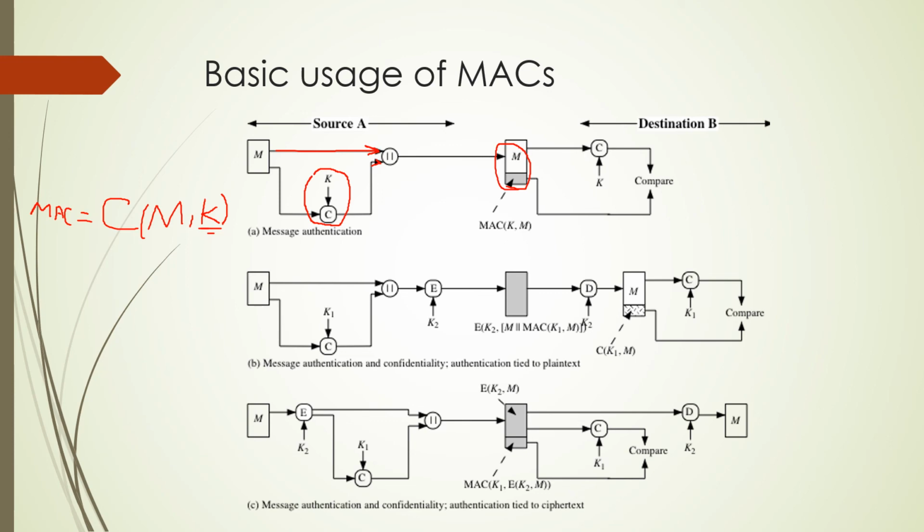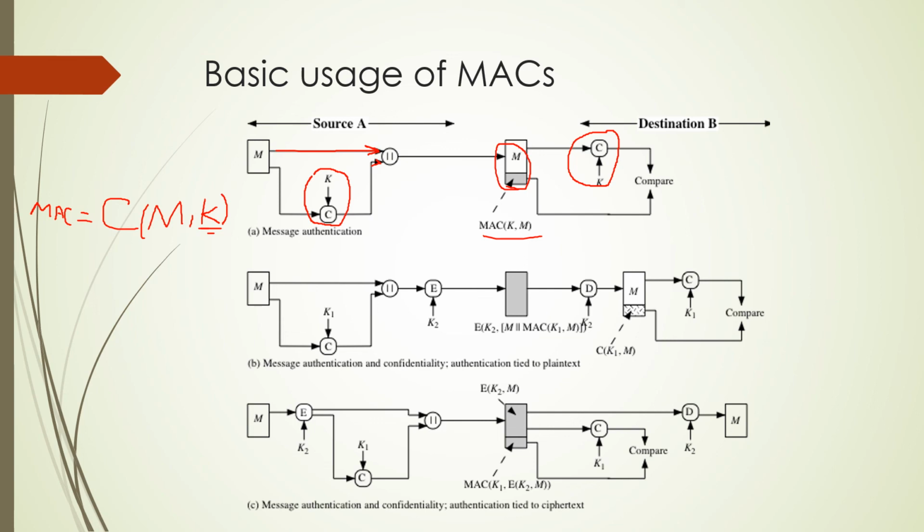We're going to apply C on M with the same key K, and then compare the results with the received MAC of K and M. If they're the same, then the message is authenticated using the key K.